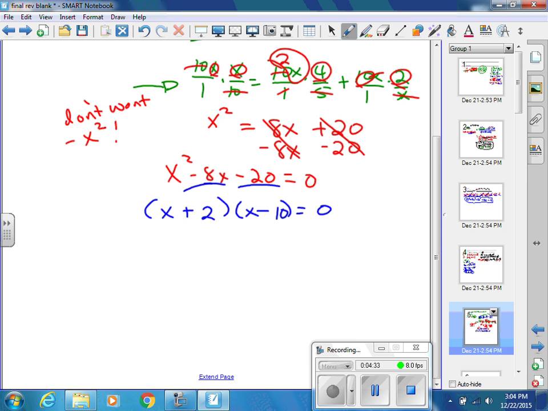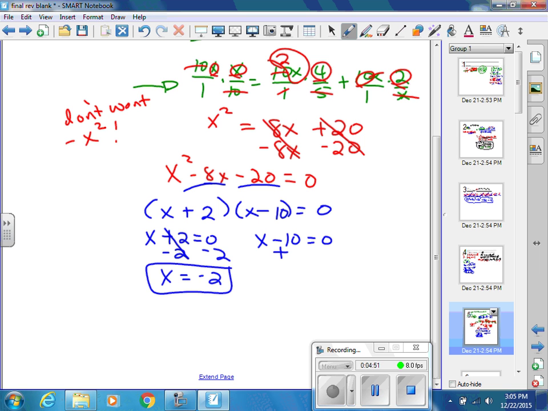Now, almost done. I have to take these and set these equal to 0 individually. So x plus 2 equals 0. This is my solving part. x minus 10 equals 0. I minus the 2, I minus the 2. x is equal to negative 2 is the one there. Add the 10, add the 10. x equals 10.